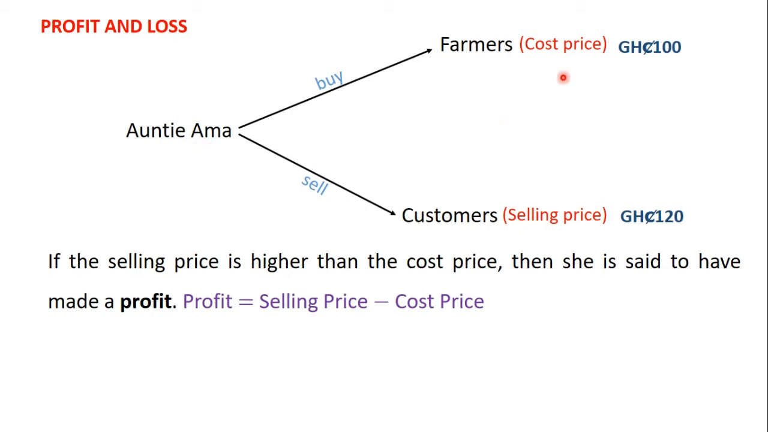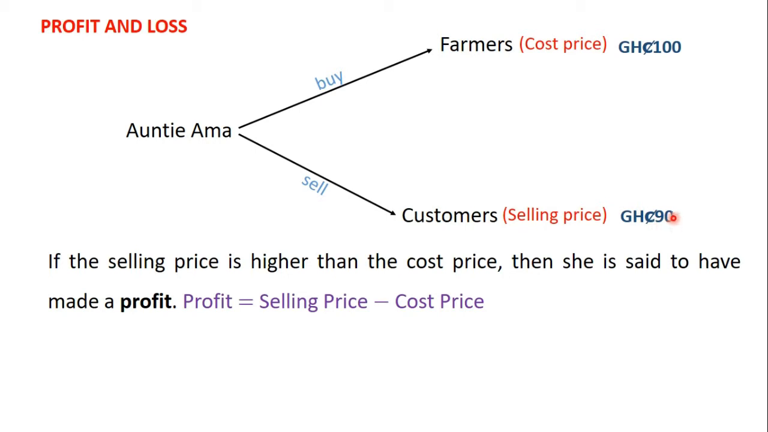Let's say that after Auntie Ama bought the mangoes, she felt sick. So for a week, she couldn't go to the market. After she recovered, she realized that the mangoes had started going bad. That is, some of the mangoes were rotten. So she couldn't sell the mangoes at the price that she had planned. She planned selling the mangoes for 120 Ghana cedis. But because they had started going bad, she couldn't sell them at 120 Ghana cedis. So she reduced the price to 90 Ghana cedis in order to attract more buyers.